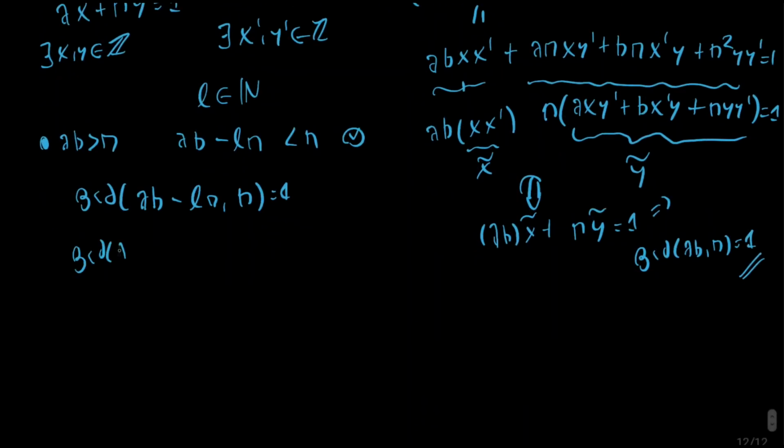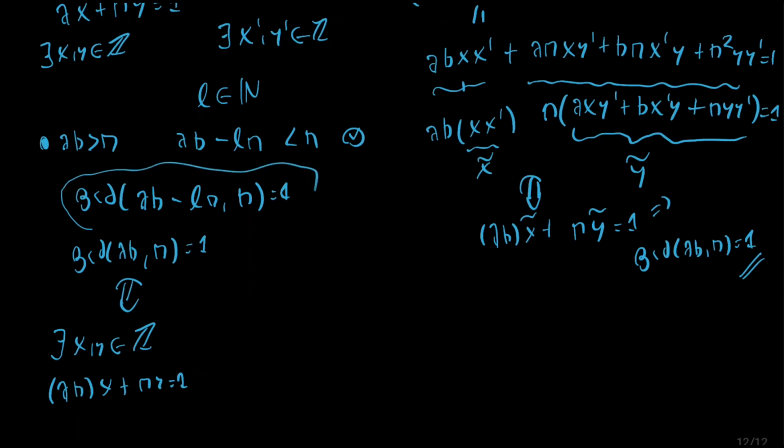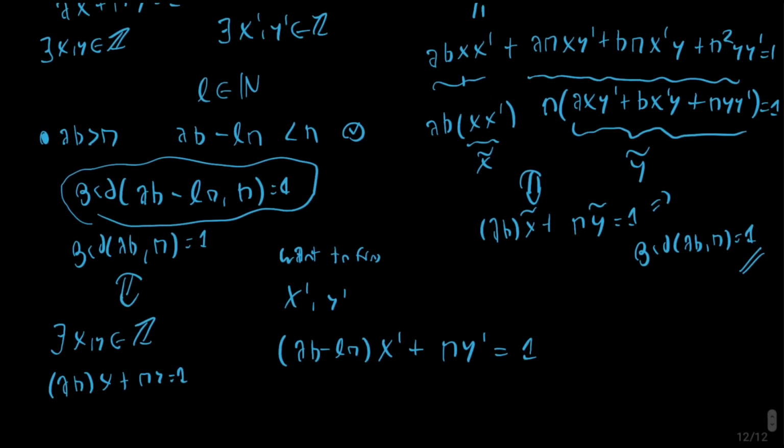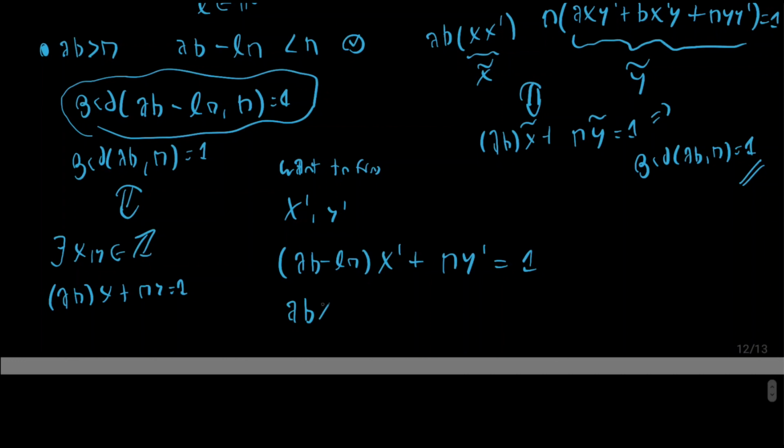We already know that the GCD of ab with n is 1. So by Bezout's identity, we know that there are x and y in the integers such that ab times x plus n y is equal to 1. So in order to prove that this is also 1, we will ideally want to find some other x prime, y prime such that (ab minus Ln) times x prime plus n times y prime is equal to 1. But how can we find these? All we have to do is just expand and distribute. So what we get is ab times x prime minus L n x prime plus n y prime.